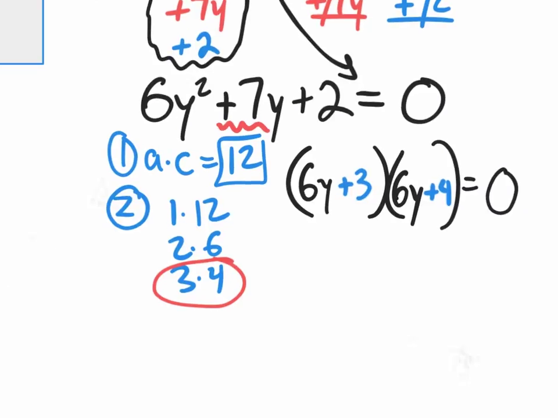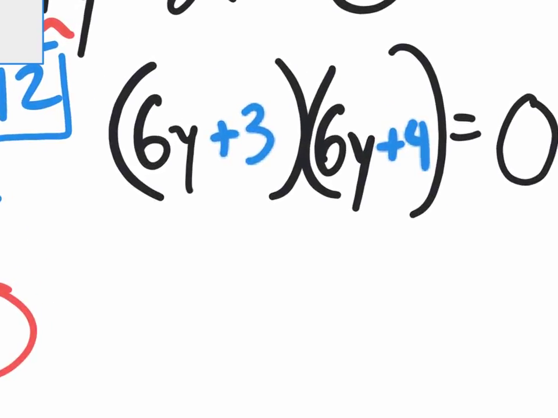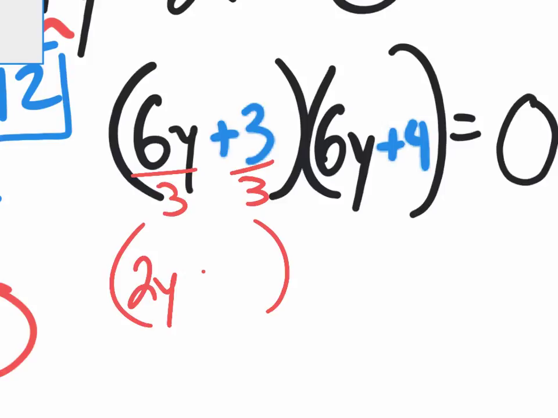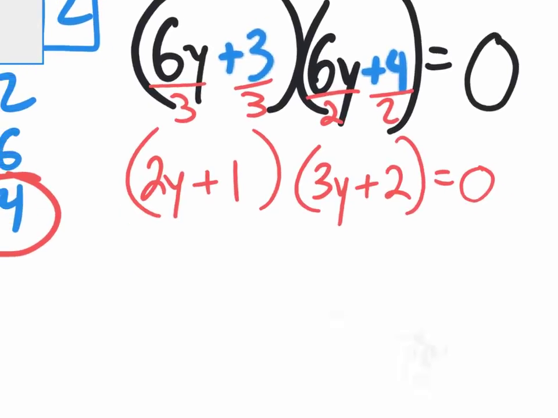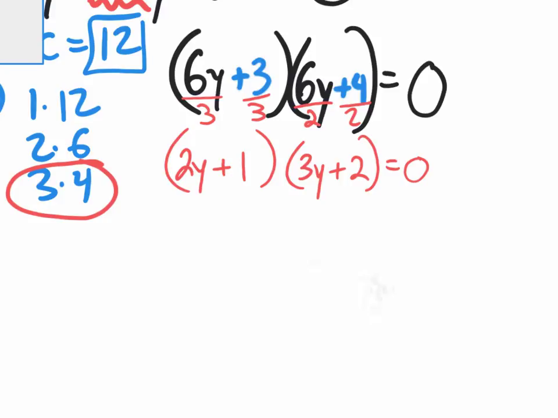And let's not forget to reduce. So we need to reduce whatever possible. On the first one, we reduce by 3. So we will get 2y plus 1. And the second binomial will reduce by 2, and we get 3y plus 2, and then equals 0. And now that it's in factored form, equal to 0, now we could split them and solve.